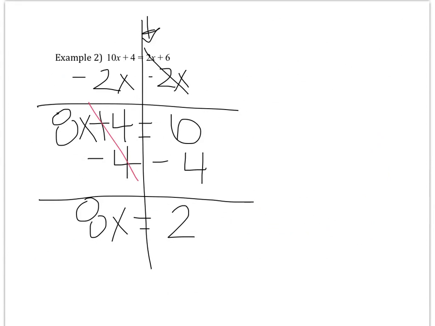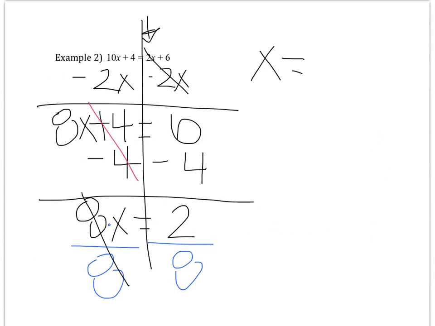I have 8x. 8 is attached to the x through multiplication. In order to undo, or do the inverse of multiplication, which is division, I have to divide each side by 8. My 8s will now cancel. I'm going to be left with x equals 2 over 8. Right? 2 divided by 8 is going to give us a decimal. I can leave it as a fraction, or I can convert it into a decimal, whichever one you feel comfortable with, or whatever it says in your answer.